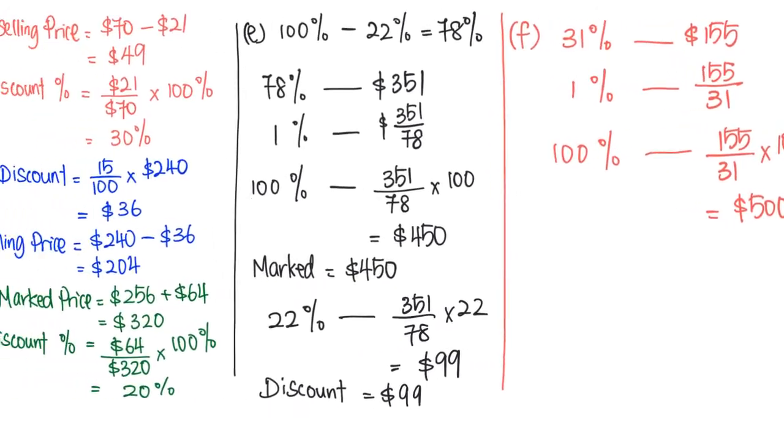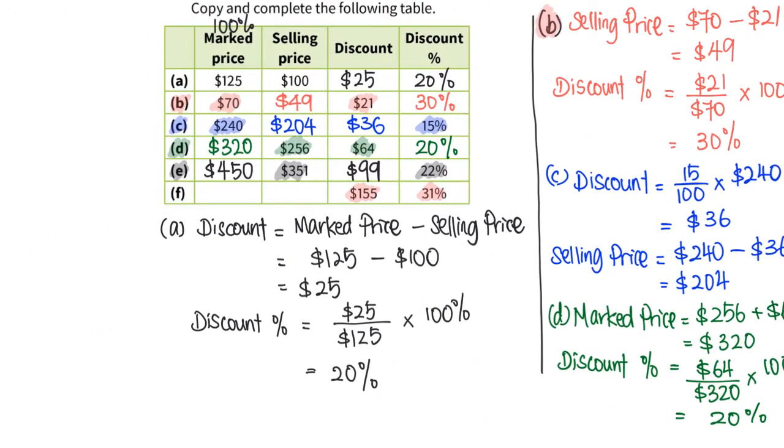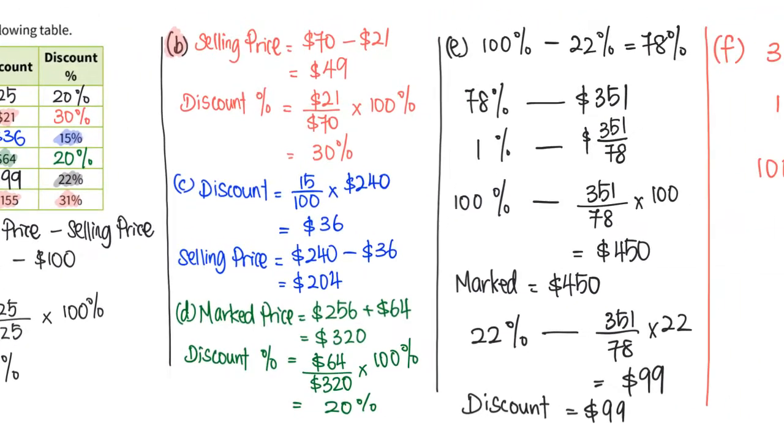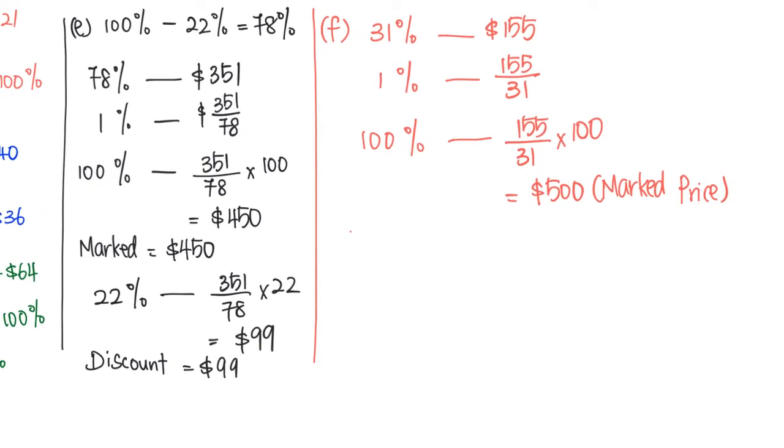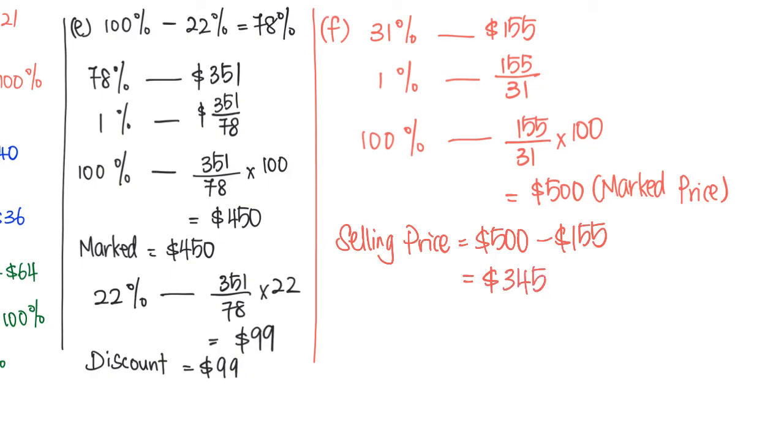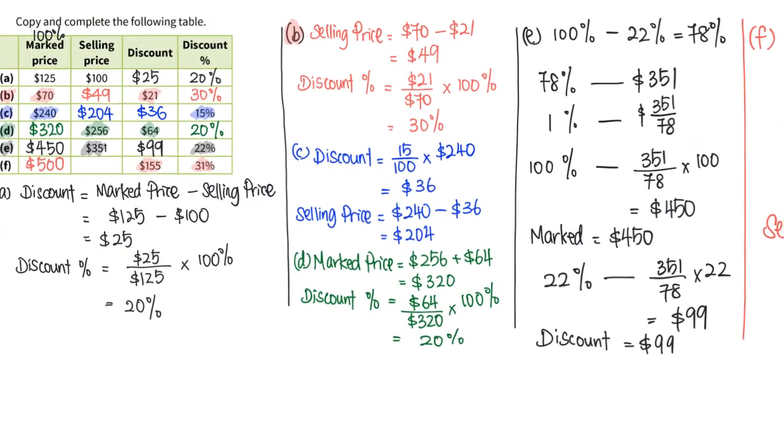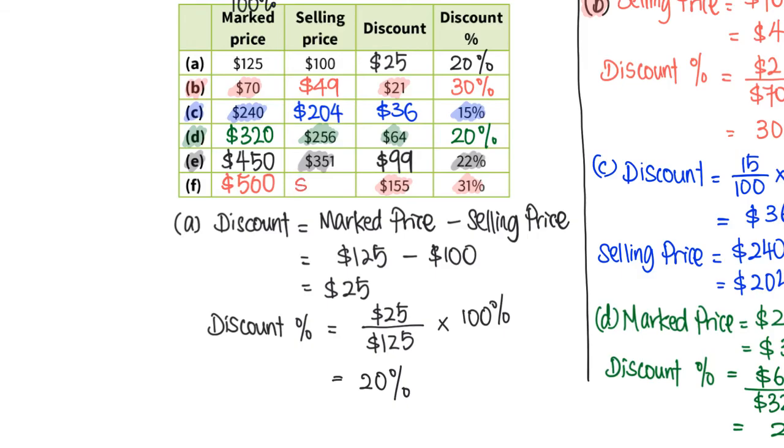Let's go back to the table then. So I will have $500, and the selling price is pretty straightforward then. My selling price will be my mark price minus my discount. This will give me $345. And with that, let me fill up the table first.